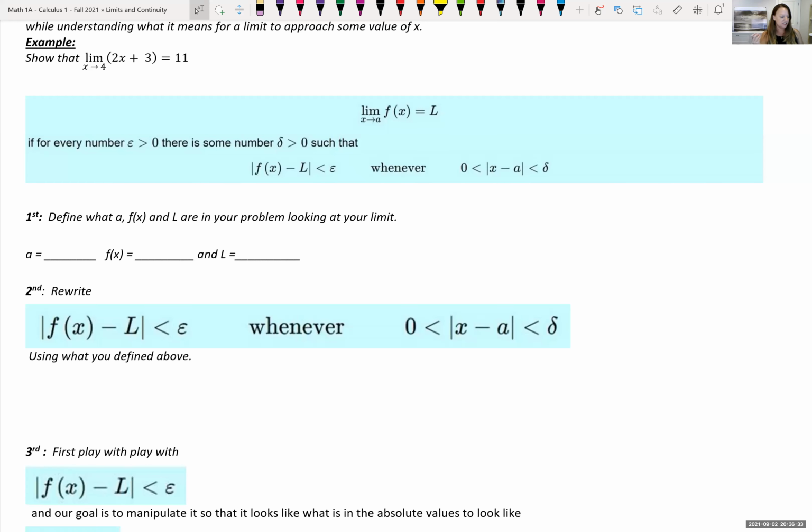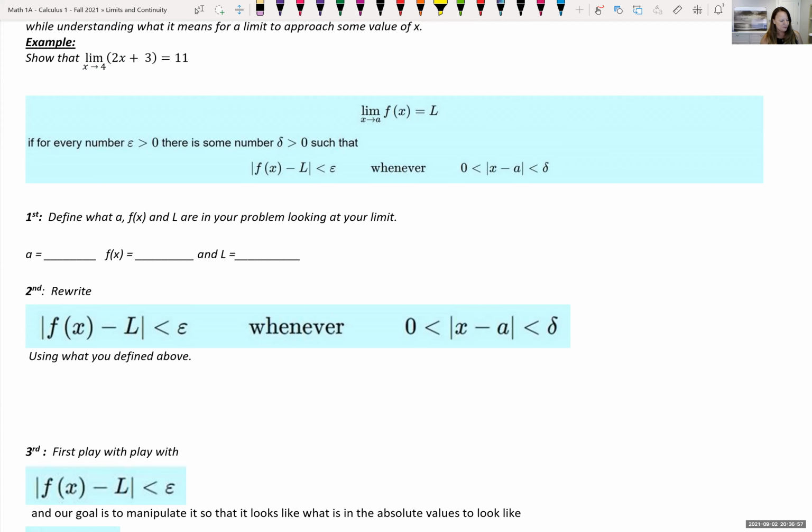And so let's just talk about it really quickly. If we went back in and did our direct substitution and plugged in 4 wherever we saw an x, 2 times 4 is 8, 8 plus that 3 is 11. So we know by direct substitution that we would get back 11. But let's prove this using the delta epsilon proof.